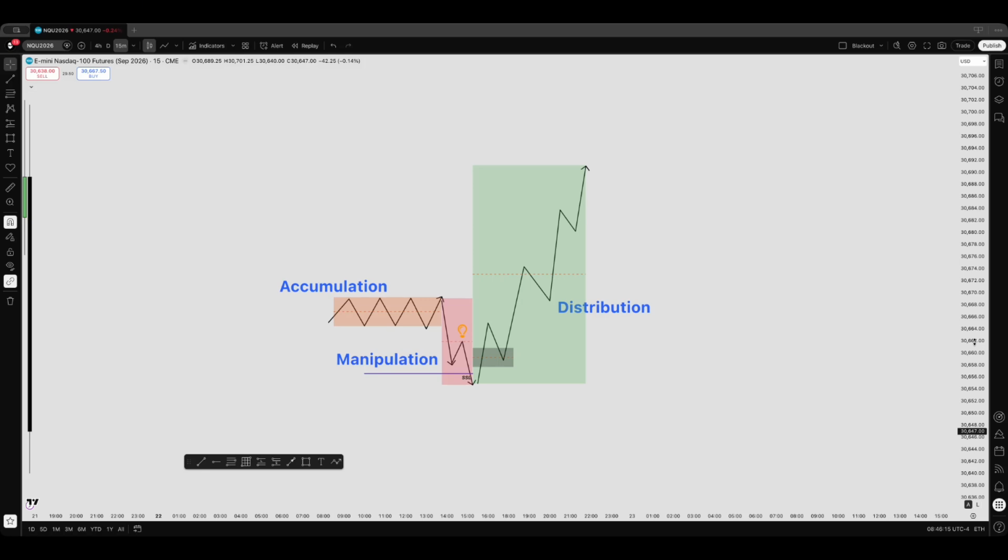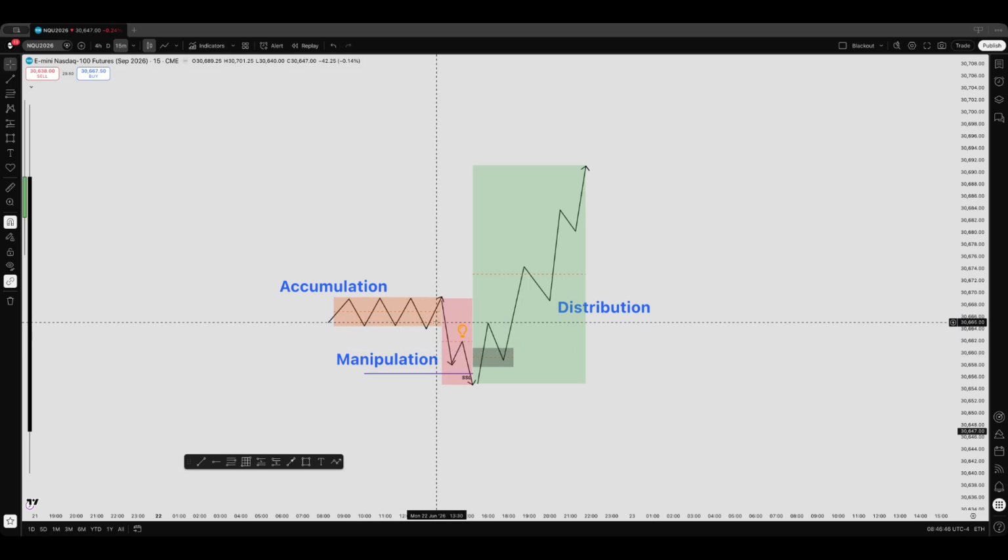So pre-market, before the 9:30 even opens, we need to see an accumulation of orders on both sides of the marketplace, where market just simply consolidates. 9:30 opens, we manipulate higher or lower depending on which way we are going to distribute, and then we will simply distribute in the opposing direction of the manipulation.